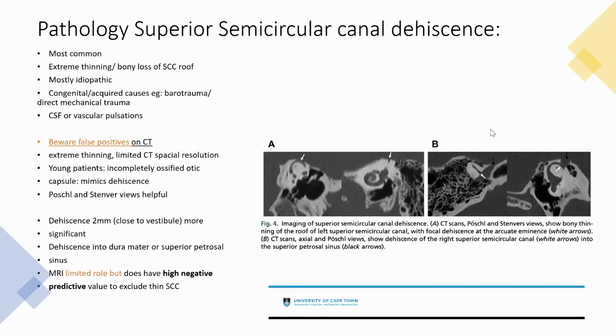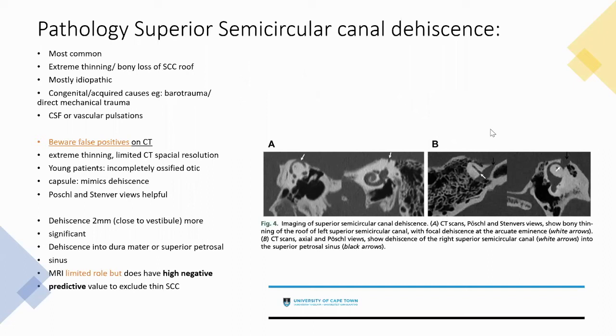a dehiscence. The dehiscence is going to be most clinically significant if it's around 2 millimeters big and if it's closer to the vestibule. And this dehiscence will go into the dura mater or even the supramucosal sinus. And this is the one area where your MRI plays a limited role.